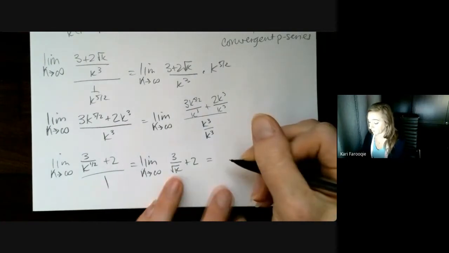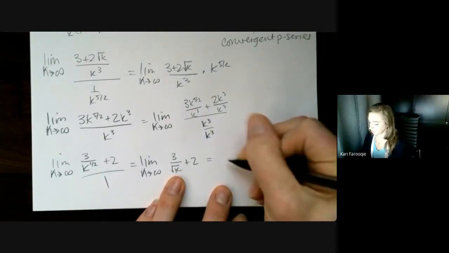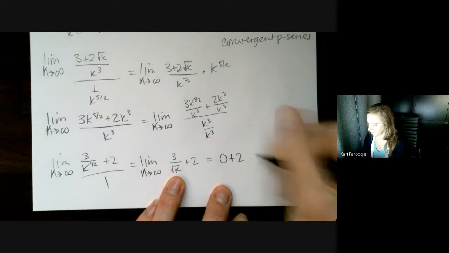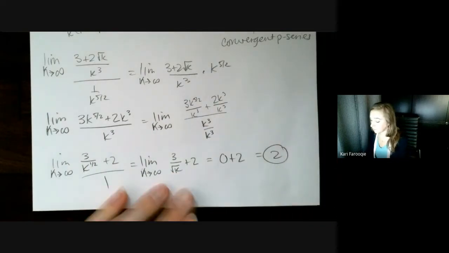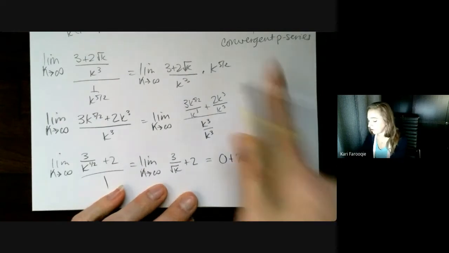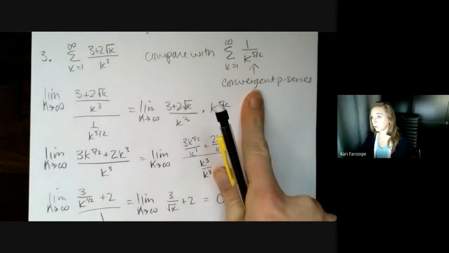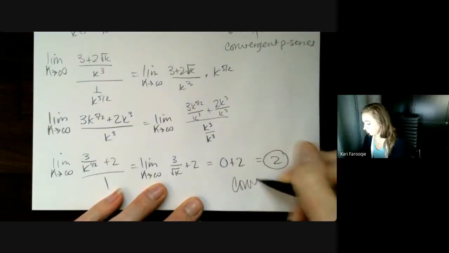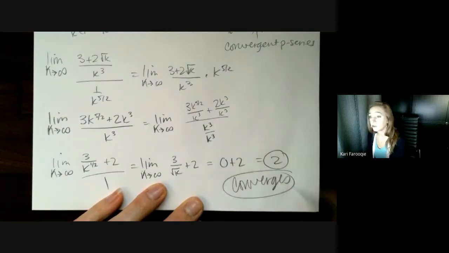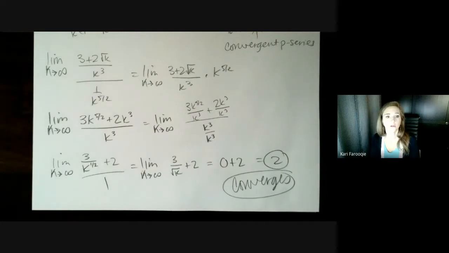Okay, when you divide by infinity, your ratio goes to 0. So the limit is 2. The limit is finite and positive, hence both series are going to do the same thing. Your comparison series converged, so your series will also converge. So you would say converges, and the limit is 2.